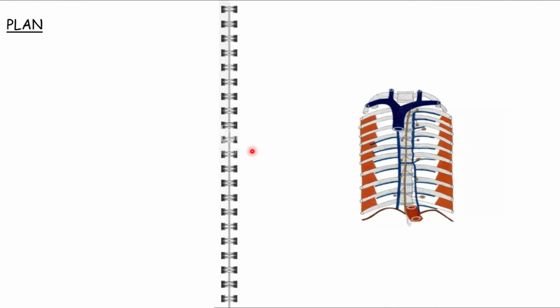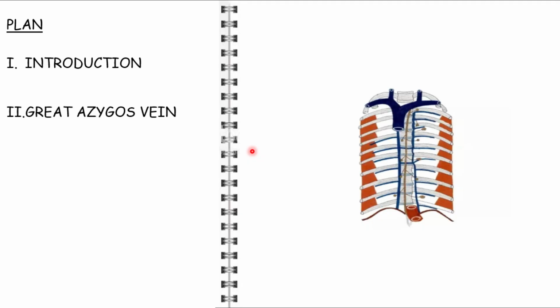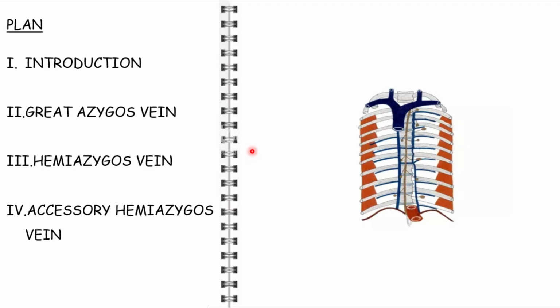To do so, we will start with a brief introduction, followed by detailing the descriptive anatomy of the great azygos vein, the hemiazygos vein, and the accessory hemiazygos vein, and finally a conclusion to summarize all the key points.